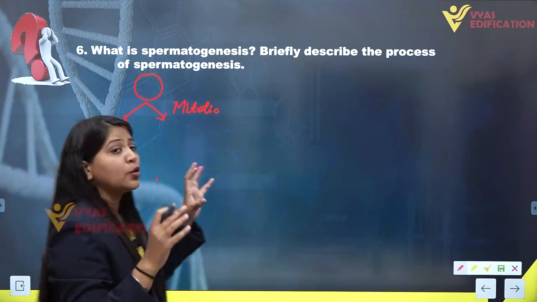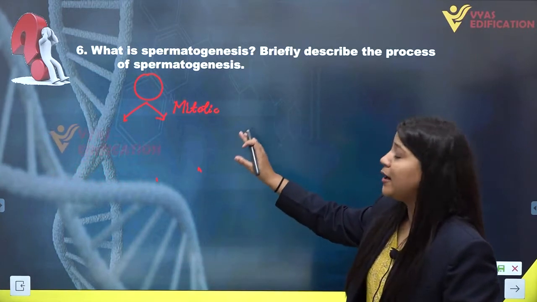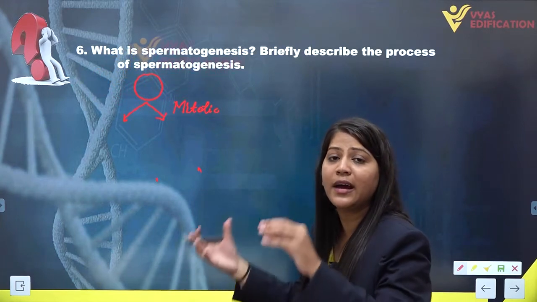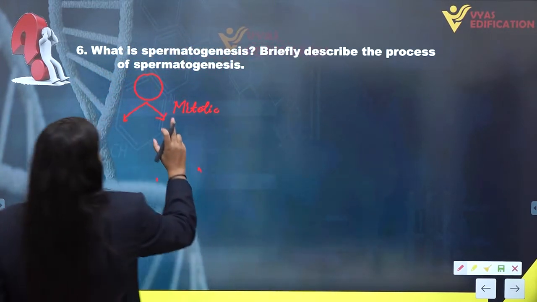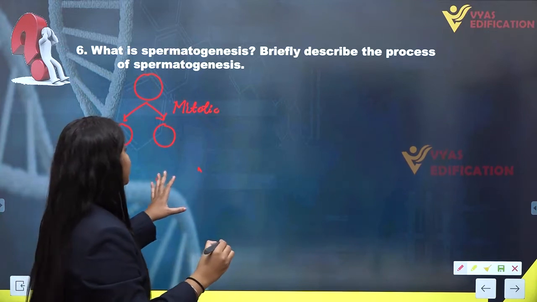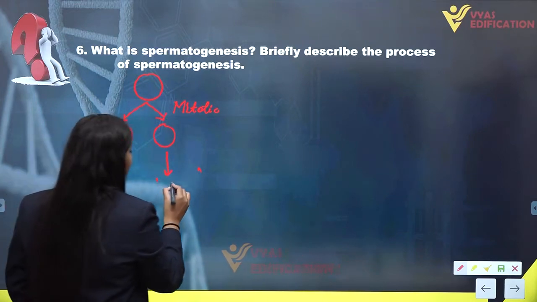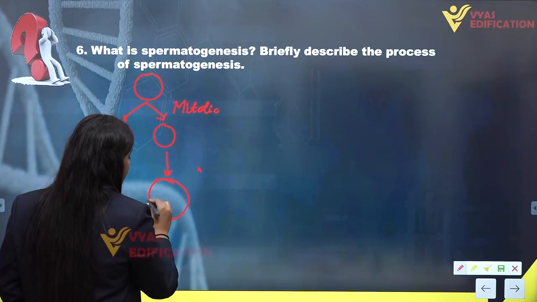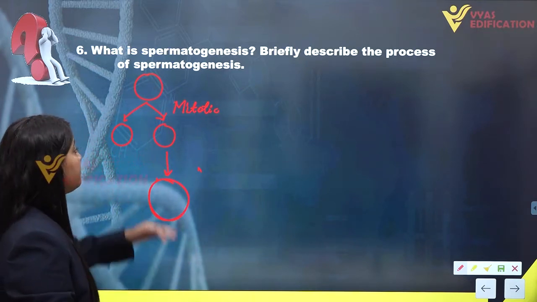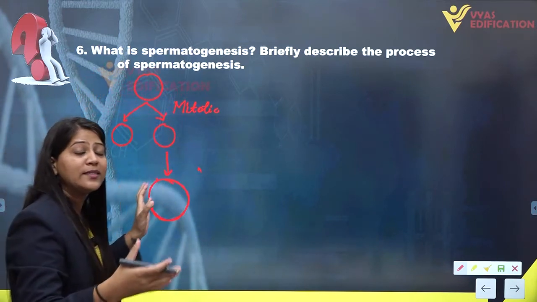Now, why is it undergoing mitotic division and not meiotic division? Because the spermatogonia want to multiply, they want to increase in number. So, for increasing number, they undergo mitotic division. After completing the mitotic division, there will be several cells. Now, some of these cells will differentiate or grow and form a huge cell like this. This is the primary spermatocyte.